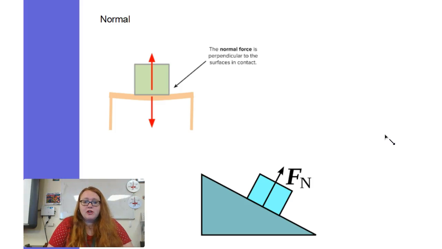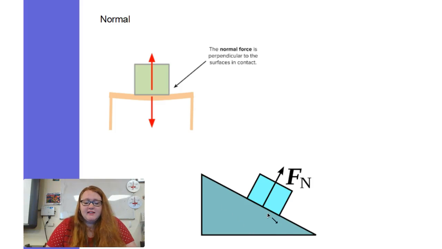The normal force always comes from a surface supporting an object. The surface could be the ground, it could be a table, it could be a wall. If I were to push back on this wall, then the wall is going to apply a normal force back on me. So in this case, this vector represents my normal force, whereas this downward vector would represent the weight of the object.